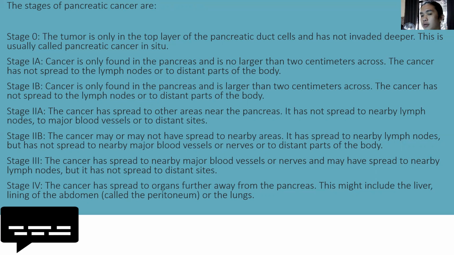In stage 4, lastly, the cancer has spread to organs further away from the pancreas. This might include the liver, the lining of the abdomen, and the lungs.